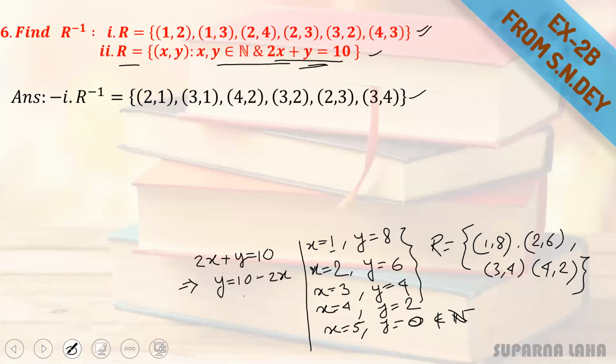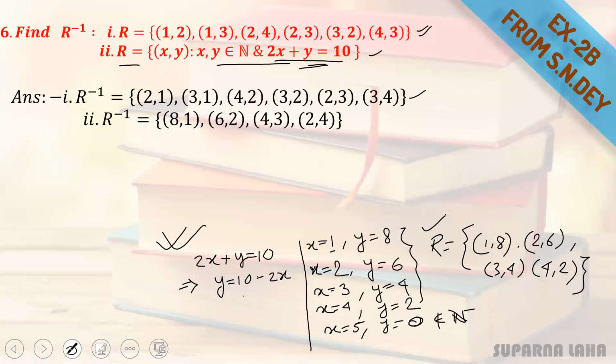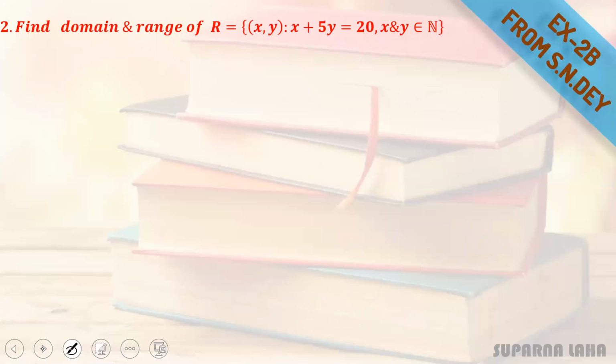Clear? So write down this R inverse, that is (8, 1), (6, 2), (4, 3) and (2, 4). These are the elements of R inverse. So write it down. First the members of R and then write down the members of R inverse. Moving to the next problem.